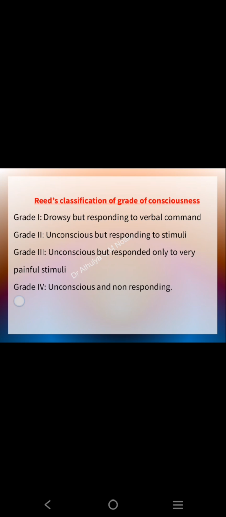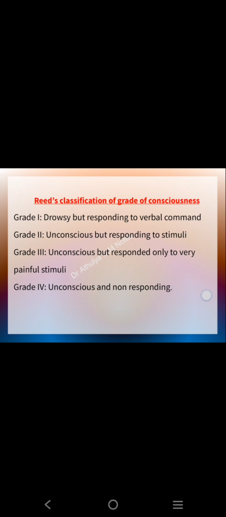In that, the first grade is that the patient is drowsy but responding to verbal command. And in grade 2, the patient is unconscious but responding to stimuli. And in grade 3, the patient is unconscious but responding only to very painful stimuli. And in grade 4, the patient is unconscious and not at all responding. These are the four classifications based on the grade of consciousness.